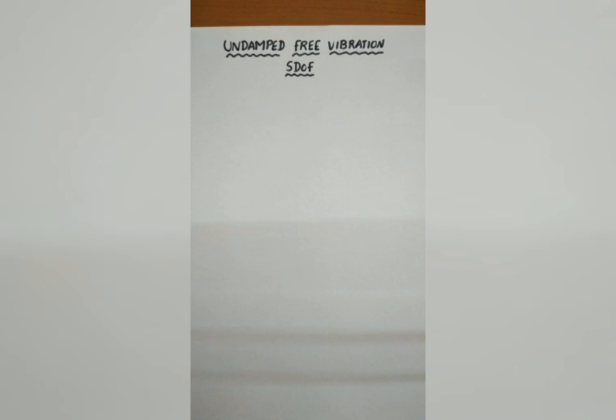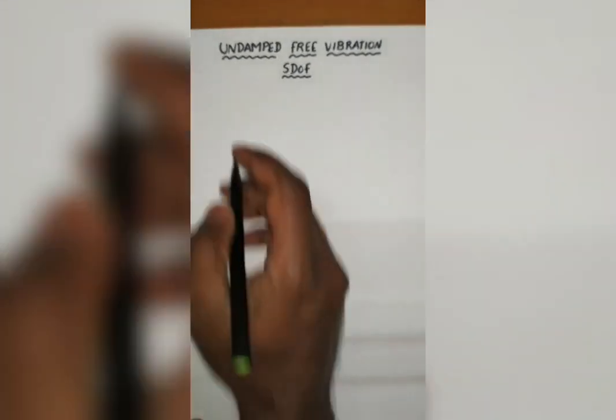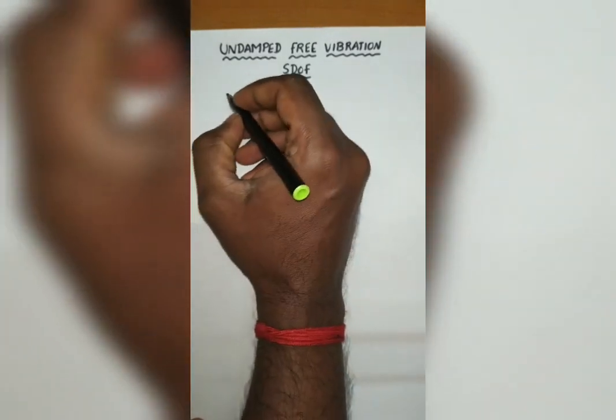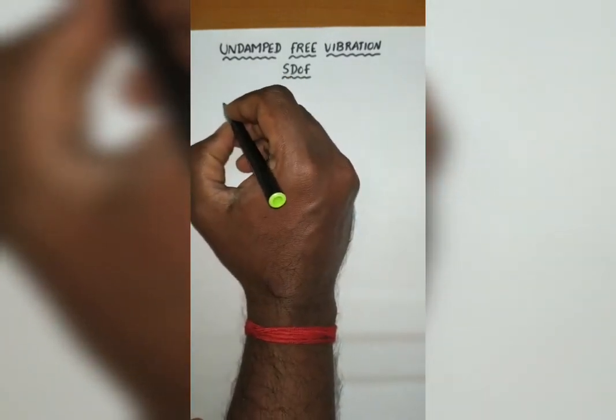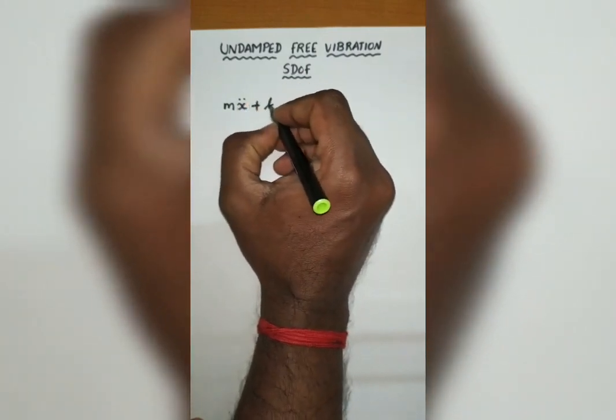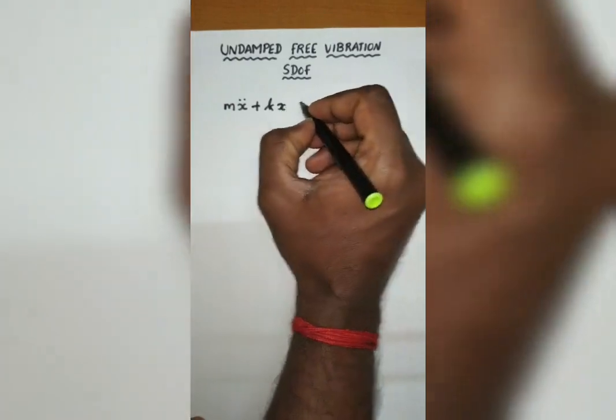Good morning, students. Today we are going to see how to find the solution for undamped free vibration for a single degree of freedom system. In the last video we saw how to formulate the equation for a single degree of freedom system. We have already formulated the equation, which is m x double dot plus kx equal to 0.